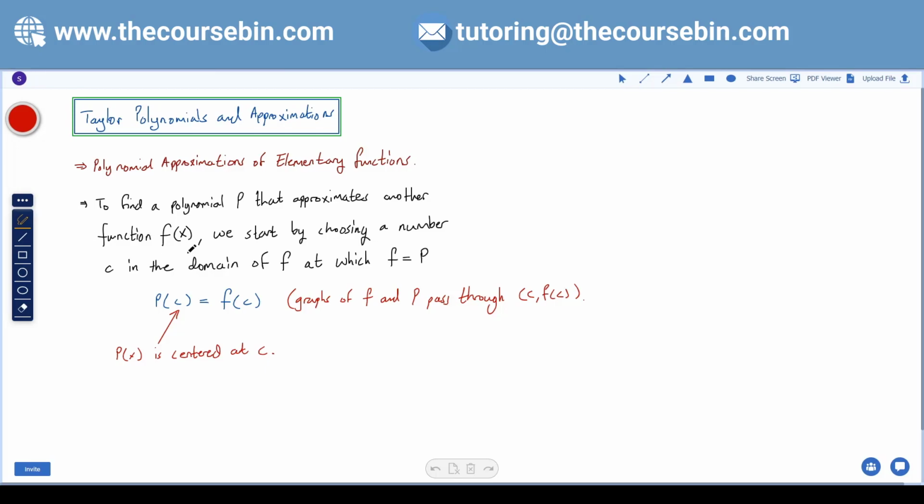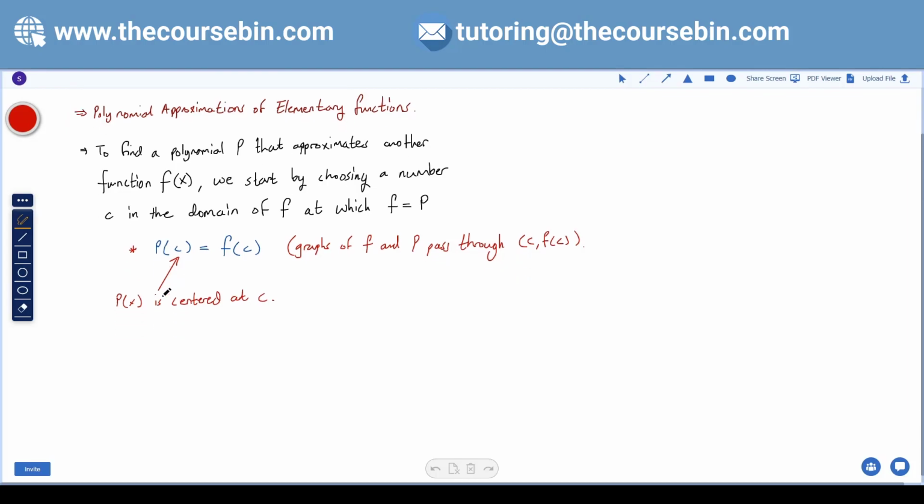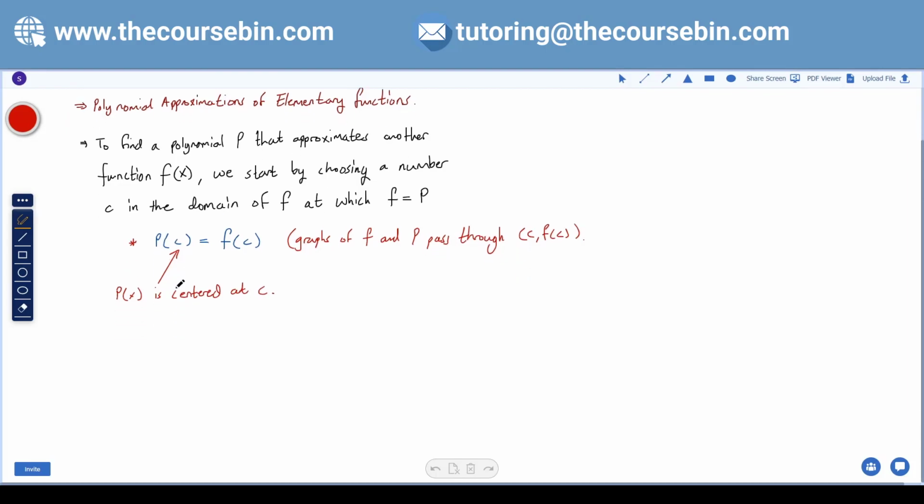So that's the first thing we want, right? We want p and f to be equal at c. But that's not enough, because if you want your polynomial p of x to properly approximate f of x, you also want your p of x to have the same tangent or the same derivative value when x is equal to c. In other words, the two functions must be sloping the same way.